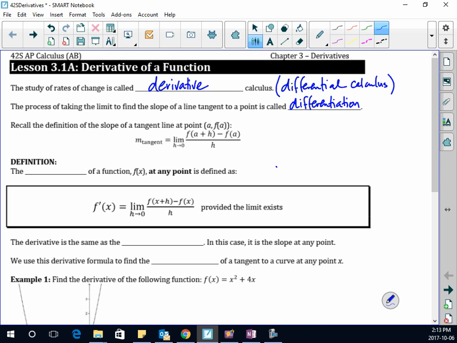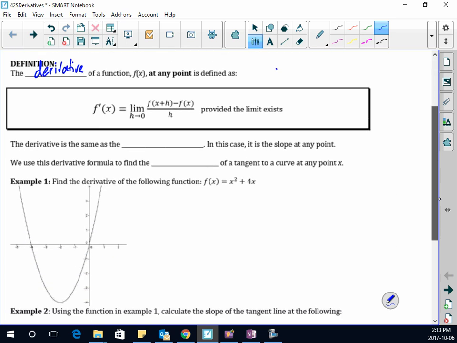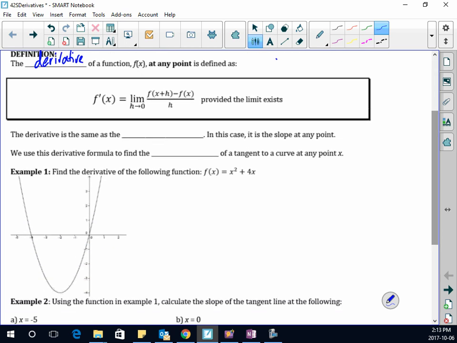Okay. So the derivative of a function at any point is defined as f prime of x, this is a prime, not an apostrophe, equal to the limit as h goes to 0 of f of x plus h minus f of x, all over h, provided the limit exists. You will see many forms of this same formula. They're all just variables. It doesn't really matter which one you use as long as you understand how to use it, right?